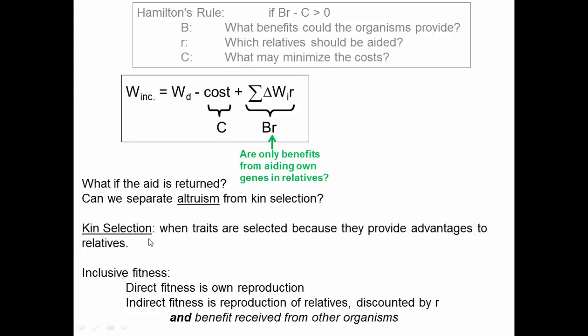Kin selection is what we've been talking about, when the traits are selected because they provide advantages to relatives, because those relatives are likely to carry copies of the same allele. Can we separate altruism from kin selection? Do we see extra benefits that are not based on relatedness, maybe extra terms here? So we could actually increase the size of our inclusive fitness term here. We have direct fitness, we have indirect fitness, reproduction of relatives discounted by R, and then maybe an additional term, benefit received from other organisms, like an extra term out here that doesn't have relatedness but maybe has returned favors.